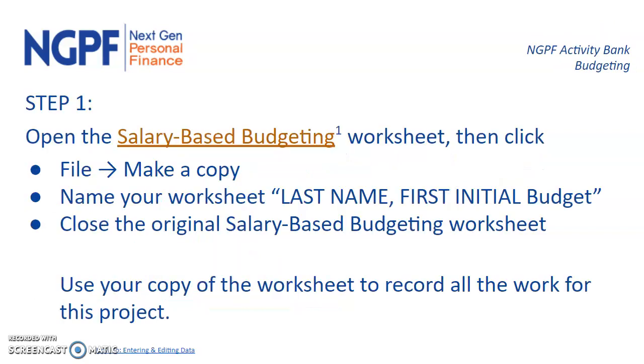So step one, you're going to click on this link here. You're going to open the salary-based budgeting worksheet and file, make a copy, and you're going to name the worksheet your last name, comma, first name or first initial, budget. Then you're going to close the original one because we're going to be doing all the work on the copy.